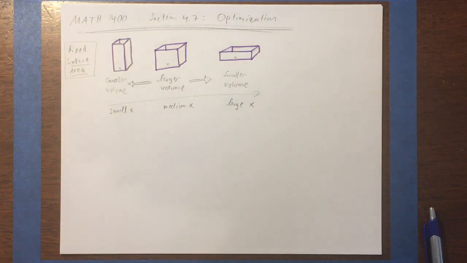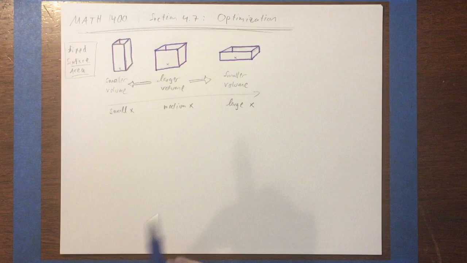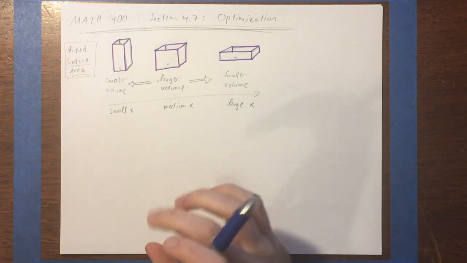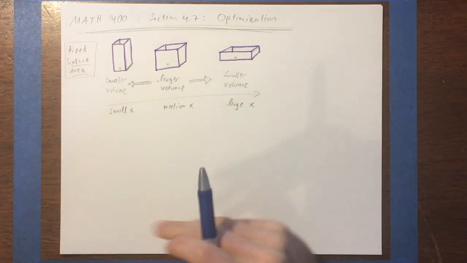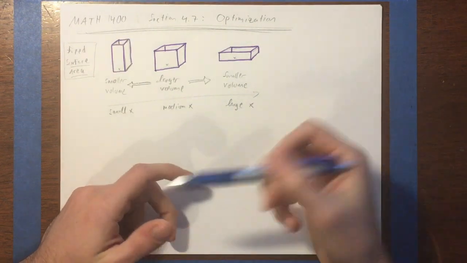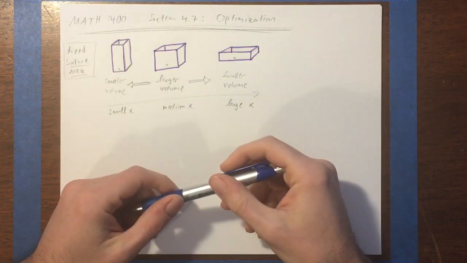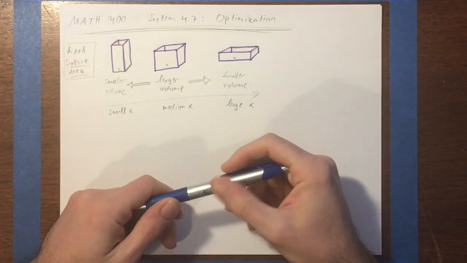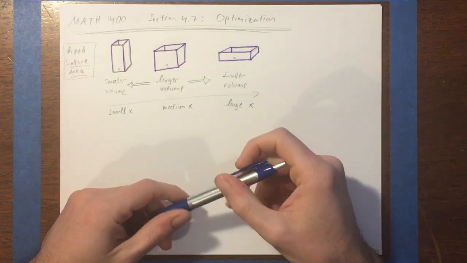All right, so we have come to section 4.7. This is about optimization, and I've talked about optimization a little bit before, back when we were in the beginning of chapter 4, when I was explaining maximums and minimums and that closed interval method. We actually did, I think, an example of an optimization problem way back then. But in this section, we're going to dive into it in more detail and with some more challenging problems.